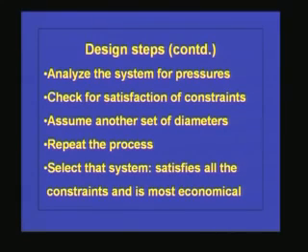But then you do not stop at this stage. You assume another set of diameters. Once you assume another set of diameters, you go and do this analysis all over again and see whether it is meeting your constraints or not. Let us say this is not meeting your constraints. That means this particular set of diameters, which are what we call the decision variables in our design, should be thrown out. You choose another set of diameters and then do the analysis.